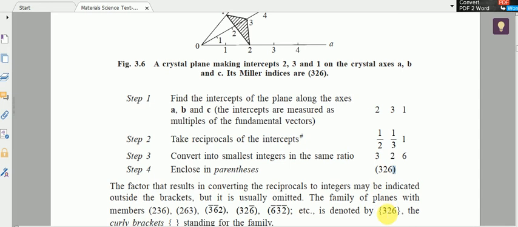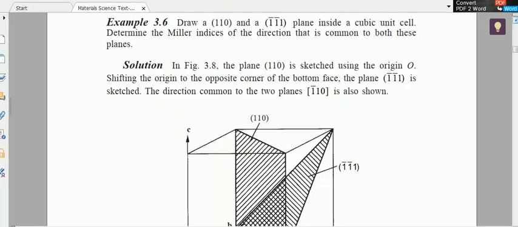So all these are the family of planes. The family of planes can be denoted with the double bracket or curly brackets {3, 2, 6} or {2, 3, 6}. That represents the entire family of planes represented by the digits 3, 2 and 6. Now let us try to draw some crystal planes.